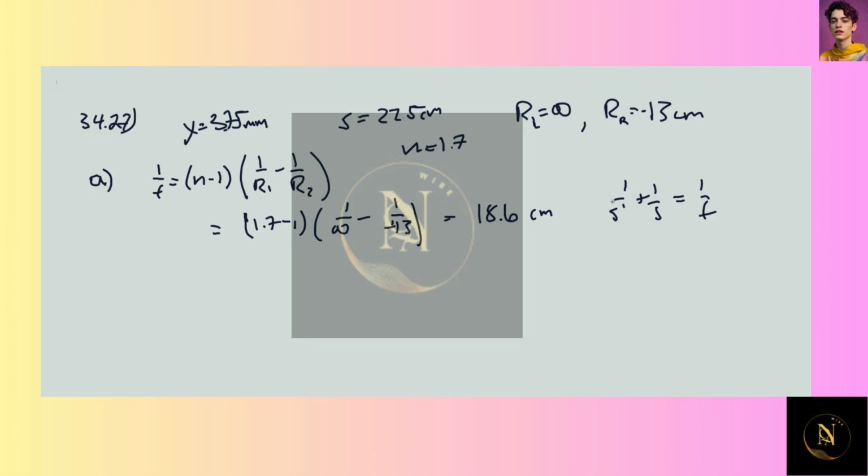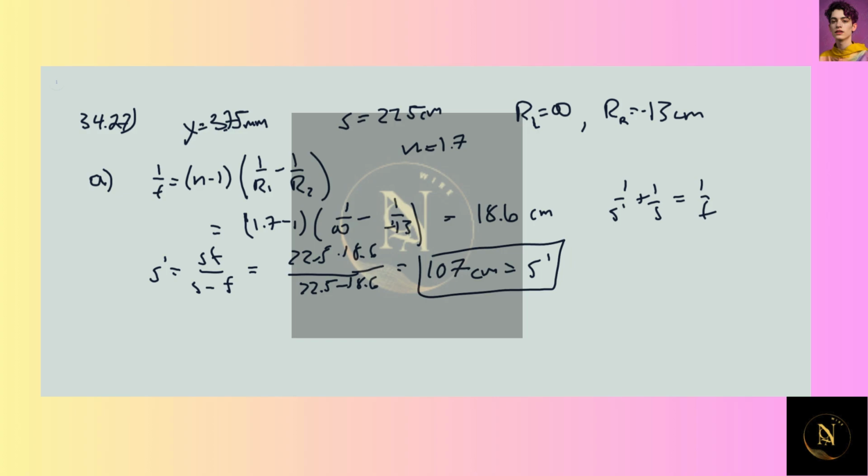So now we can plug this into our thin lens equation that we've used many, many times, and rearrange for the value we are trying to get. We know S, so we're trying to get S prime. Let's rearrange this equation first, and we see that S prime is equal to SF over S minus F. So now we plug in: 22.5 times 18.6 all over 22.5 minus 18.6. And this comes out to being 107 centimeters is our image distance.